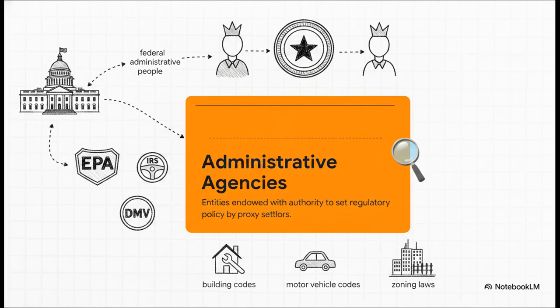This brings us to Part 4, Administrative Restructuring, focusing on the fiduciary model. This new guardian-ward relationship we just talked about required a massive administrative restructuring. Based on the texts, administrative agencies like the EPA, the IRS, and the DMV are defined as entities created by proxy settlers. Essentially, Congress and the president acted jointly as these proxy settlers for the sovereign people. They endowed these agencies with the authority to set and enforce regulatory policies over their dependents, things like building codes, motor vehicle codes, and zoning laws.